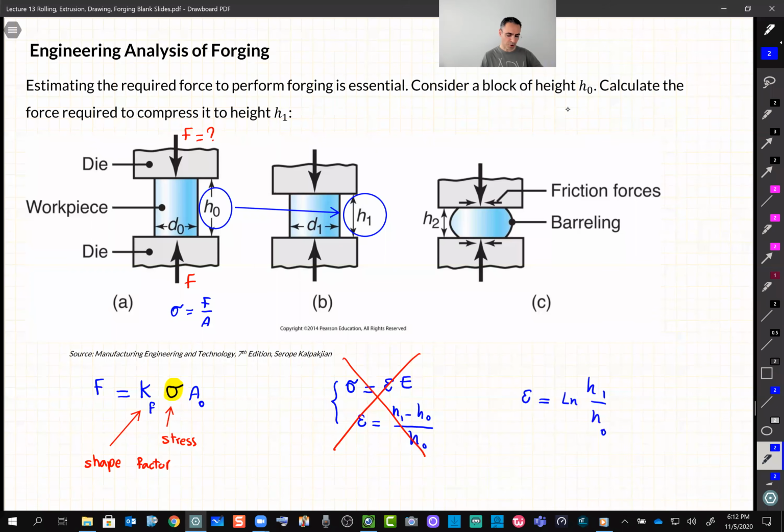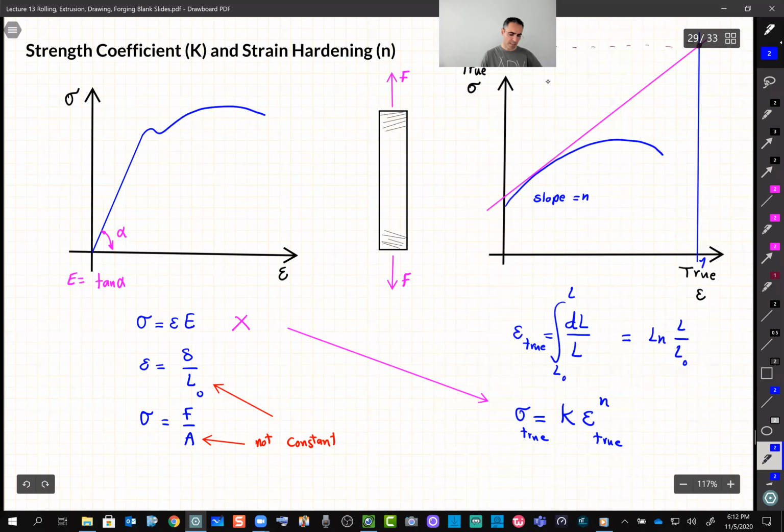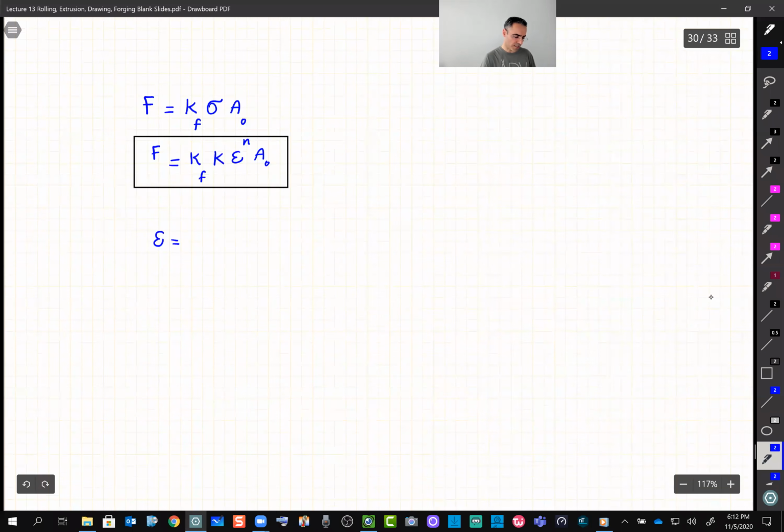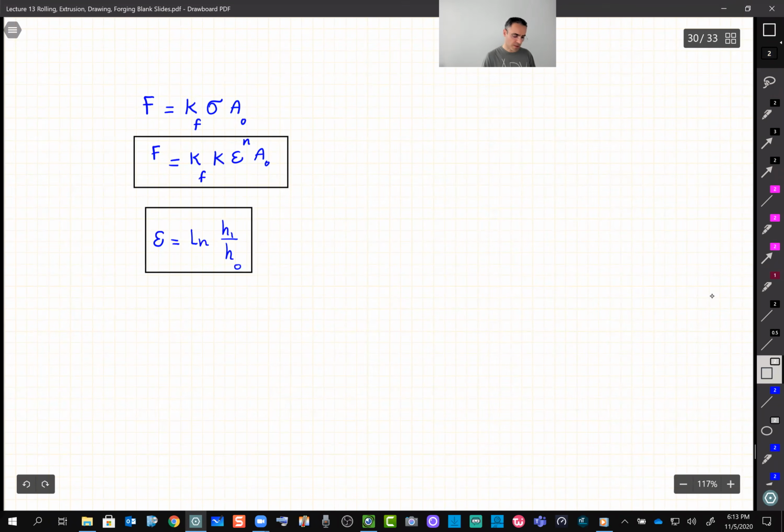Remember the definition for true strain is logarithm of L over L0. So epsilon here is going to be ln H1 divided by H0. All right? And that's it. It's the amount of force we need for forging.